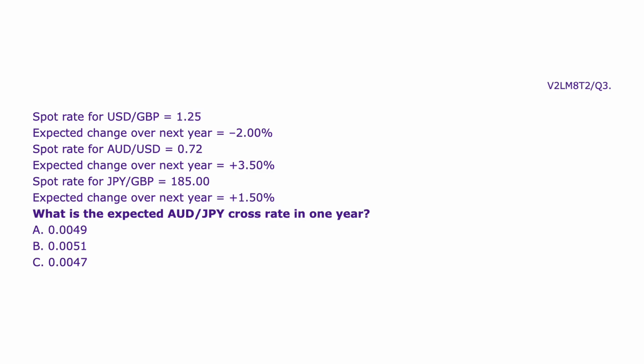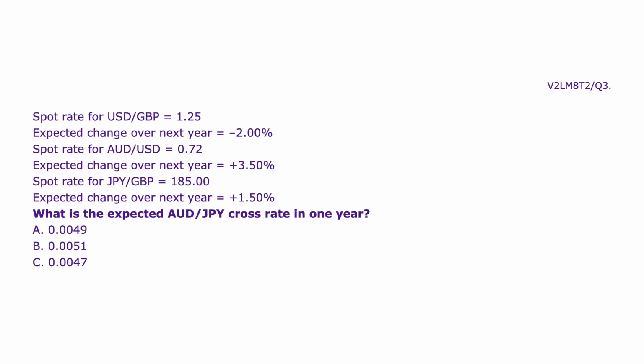Spot rate for USD per GBP equals 1.25. Expected change over next year equals negative 2.00%. Spot rate for Australian dollar per USD equals 0.72. Expected change over next year equals plus 3.50%. Spot rate for JPY per GBP equals 185.00. Expected change over next year equals plus 1.50%.